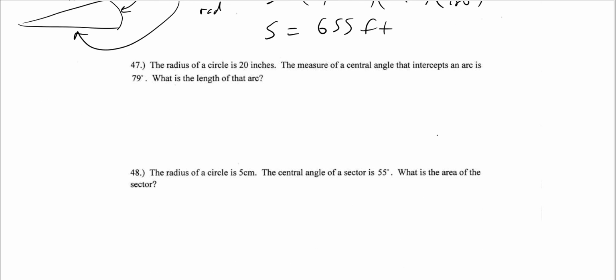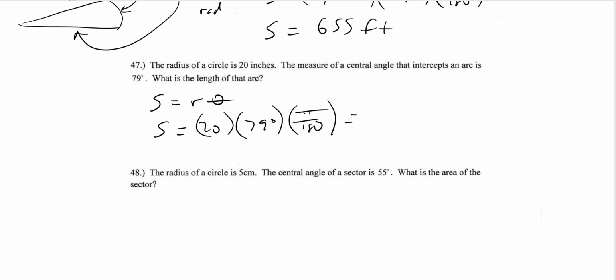47. The radius of a circle is 20 inches. The measure of central angle intercepts the arc is 79 degrees. What is the length of that arc? So again, it's S equals R theta. So S equals R, so again, that's really easy. 20, and then theta is 79 degrees. Gosh, that's easy. So pi over 180. So you get 27.6 inches. Okay.